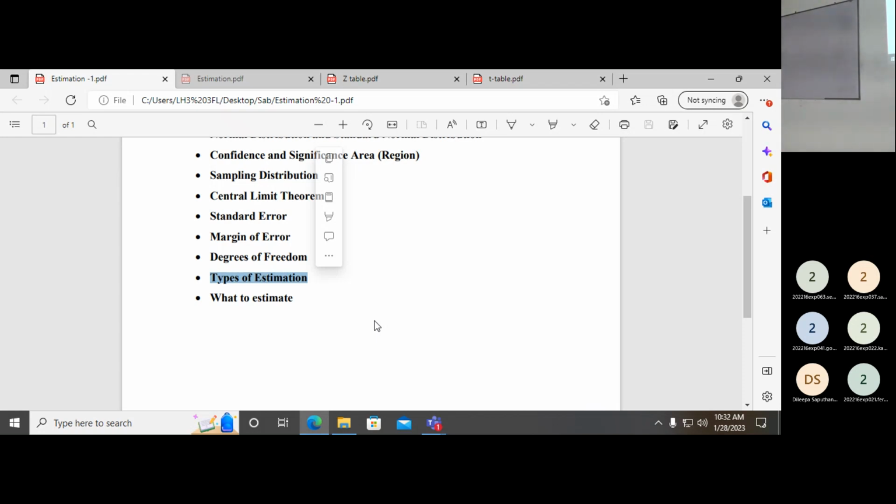This is your population. You take a sample. If the sample size is 30 or more, that is large, you apply the z-table. If the size of the sample is less than 30, that is small, you apply the t-table. When you apply the t-table, degrees of freedom is n minus 1. You calculate the sample mean x bar, and based on that you want to estimate the population mean. This should be estimated by using the sample mean.